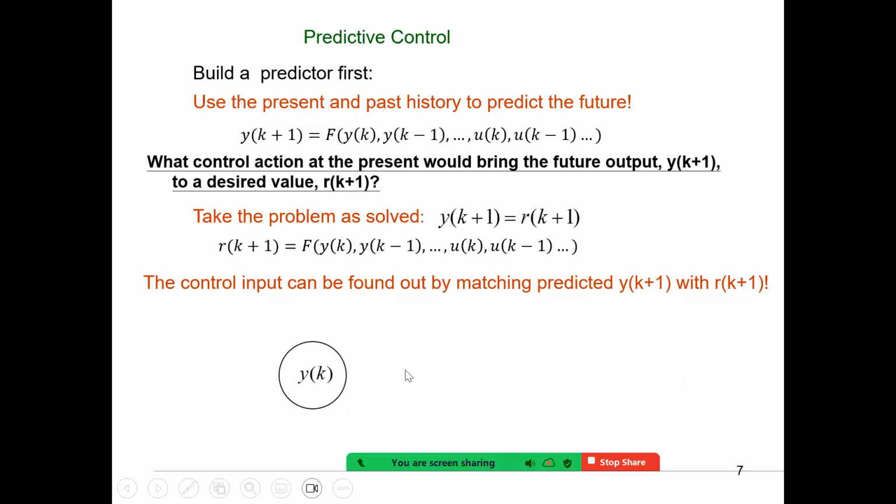So the graphic view is like this. From the present, I plan an input, and I can predict the output. And then I just replace the predicted value with the desired value. Then I have an equation, and I go back and compute what is the input I'm supposed to apply. Okay.